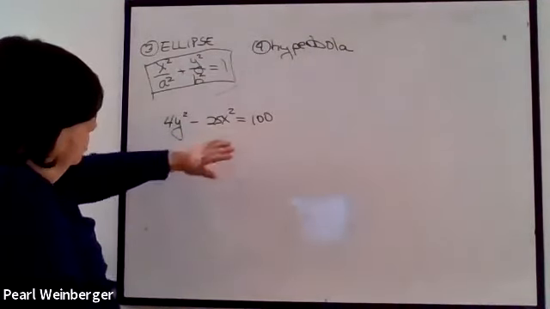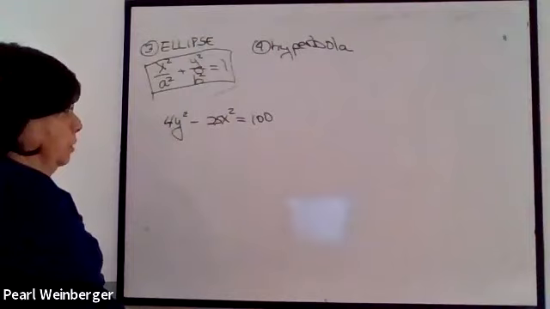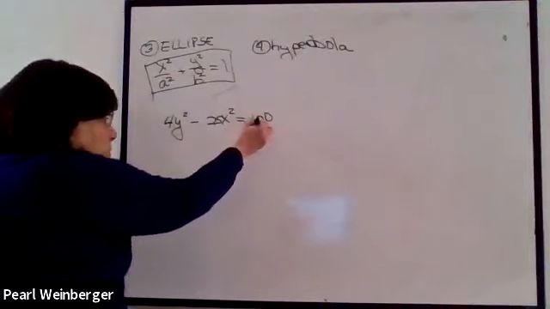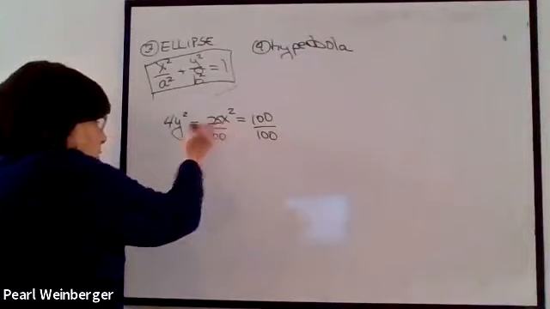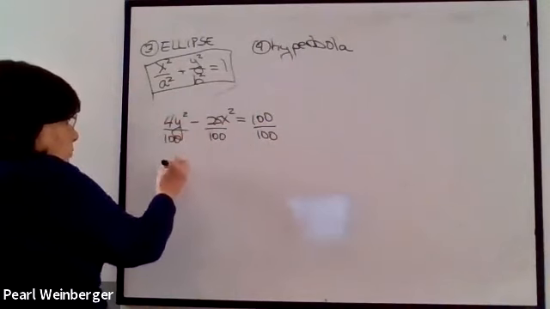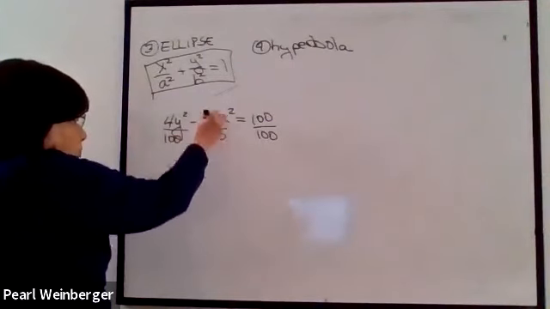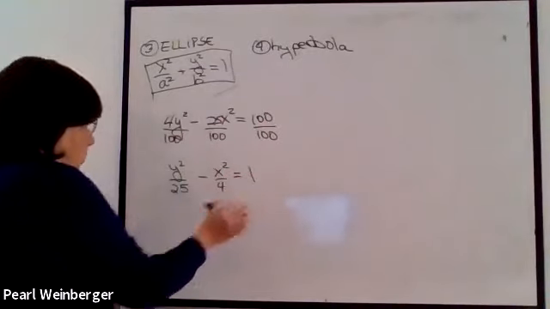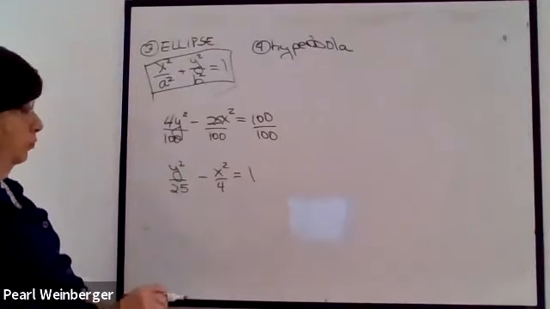Okay, now we know this is a hyperbola because of this minus. So what we're going to do is we're going to put it into standard format, just like we did with the ellipse. We're going to divide everything by 100, so it's equal to 1. And it reduces, so the 4 over 100 gives me y squared over 25. And the 25 over 100 gives me x squared over 4 equals 1. Okay, now we have this hyperbola equation in standard format.